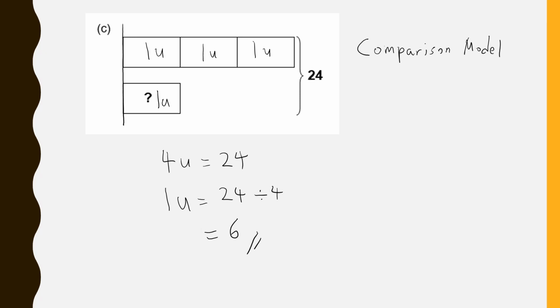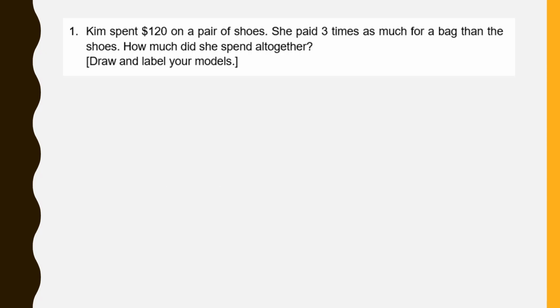Let's move on. Now we come to the question, which is a word problem. I'm going to read this question together with you and we're going to draw the model together. Now, Kim spent $120 on a pair of shoes. She paid 3 times as much for a bag than the shoes. Just look at the first line first. Now we notice that there are two variables, a pair of shoes and a bag. If you know that there are two variables, then you know that this is a comparison model.